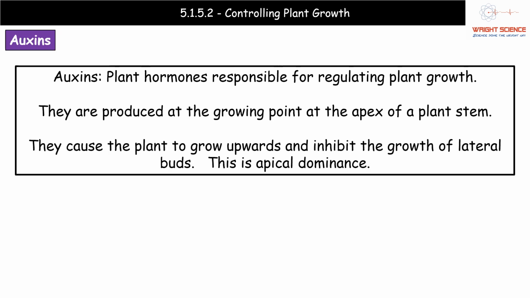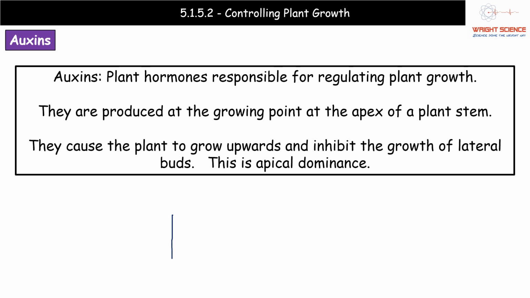So we're going to start off with auxins then. Hopefully we remember that auxins are those plant hormones responsible for regulating the growth of our plants. They're produced at the growing points at the apex of the plant stem, and remember, the apex is the very top bit. They cause the plant to grow upwards, and they inhibit the growth of those lateral buds. And that's what we refer to as apical dominance.